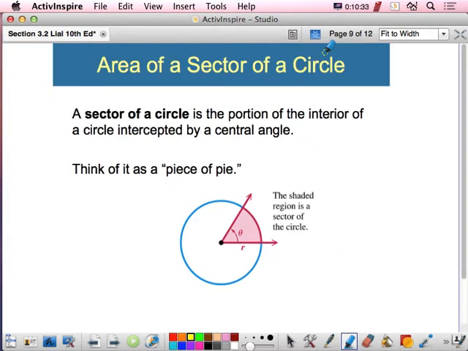Okay. For our second application, we're going to look at the area of a sector. A sector of a circle is the portion of the interior of the circle that is intersected by a central angle. So it's a piece of the overall area. Now, finding the area of the whole circle is real easy. We just multiply pi times the radius squared. It's a little harder if you're looking for the area of a sector, so we think of it as a little piece of pie.